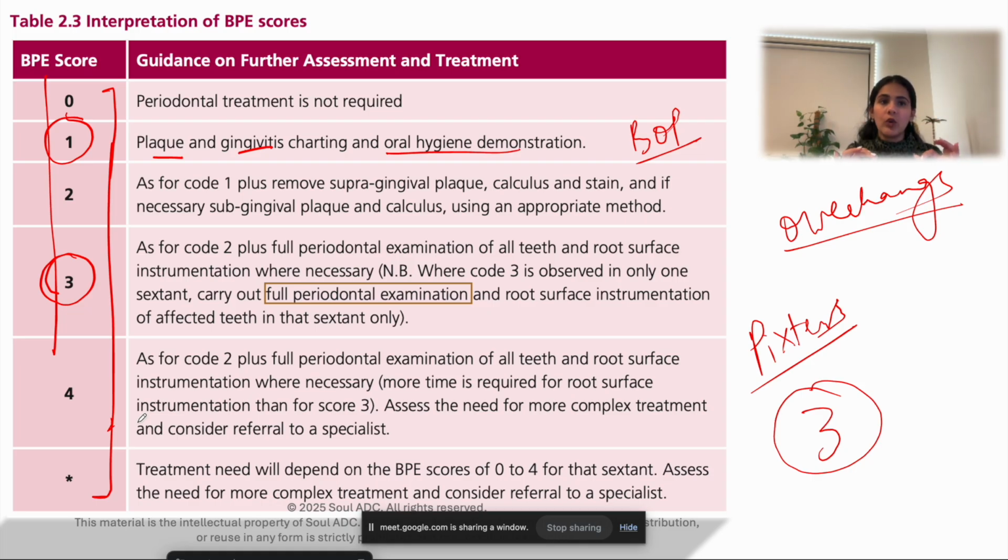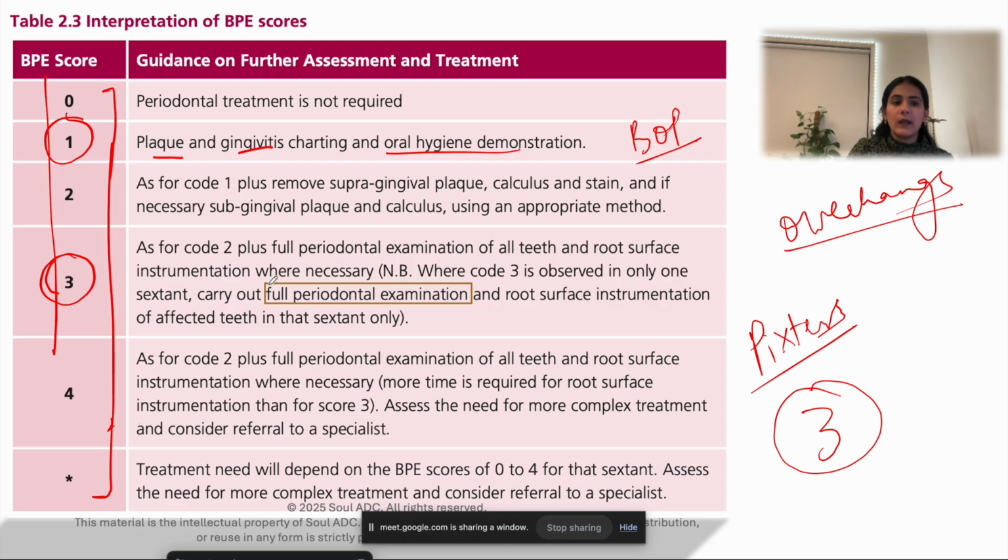If it was score 1, we were just talking about oral hygiene instructions and all. In 2, we also said you need scaling, you need cleaning of your teeth. In score 3, we are also doing a charting of that area. We are going to check bleeding on probing and all those things in that particular section.